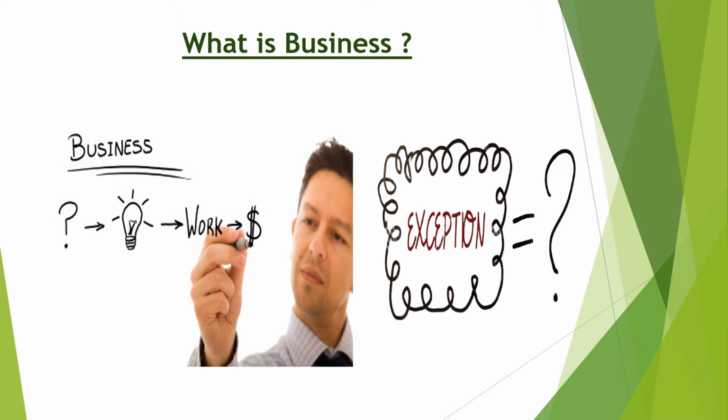Business includes all the activities of production and distribution of goods and services, where the ultimate aim is to earn profit. So when a person undertakes the activity of producing goods or giving services to the people and his ultimate aim is to earn profit, then we can say that he is doing business.